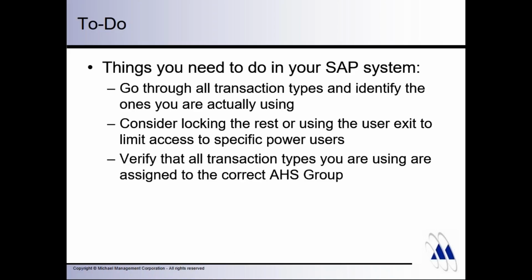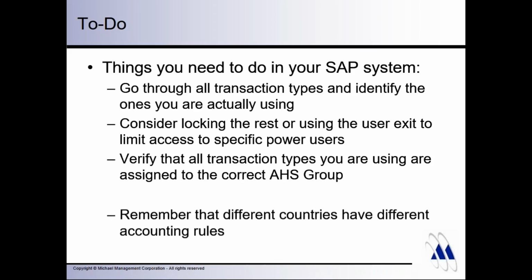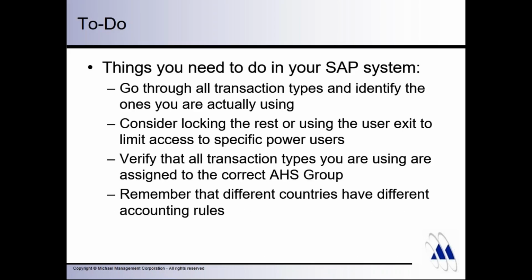Once you have the list of actual transaction types you are using, and I would be surprised if it's more than 50 or so, make sure that these transaction types are in fact assigned to the correct asset history sheet group, or assigned at all. Some might not even be assigned. So that's your to-do.